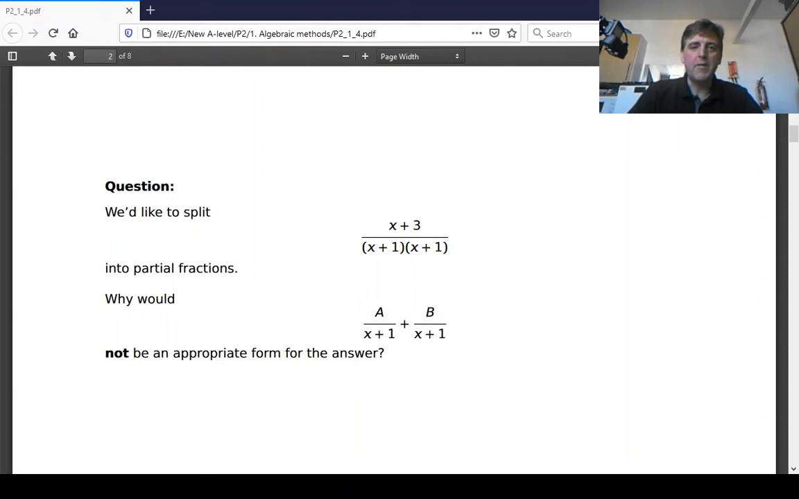So by repeated factors here, I mean that when we've got that same linear factor appearing more than once, like the question on the screen here, we've got x plus 3 over x plus 1 times x plus 1. So that x plus 1 factor has been repeated here. Now this can cause us a bit of a problem, and I'd like to think about that before we get into this in any detail. Why would the form on the screen not be an appropriate way of writing the form for our partial fractions?